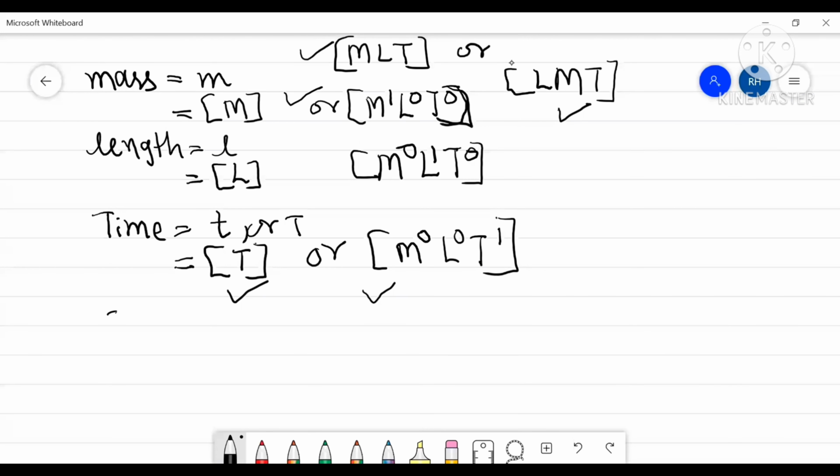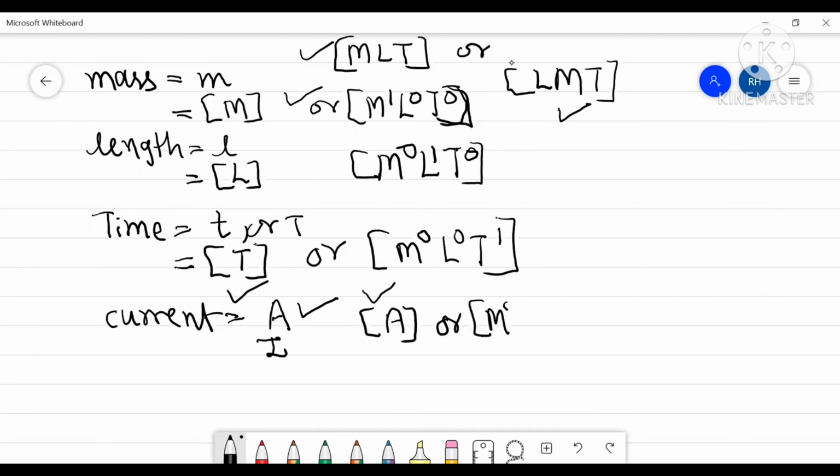After that, current is again a fundamental quantity, and current is denoted by capital A. Some textbooks use capital I or capital A. We are using capital A here. Then how do we write the dimension of current? Dimension of current is A. And in complete form, we write M raised to 0, L raised to 0, T raised to 0, since current does not depend upon time, and A raised to 1. Like that we write here.